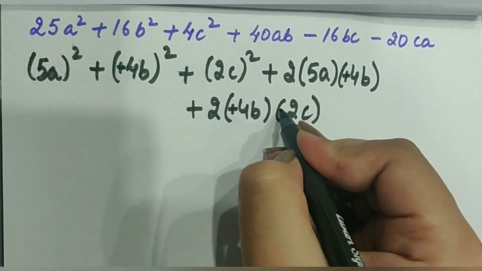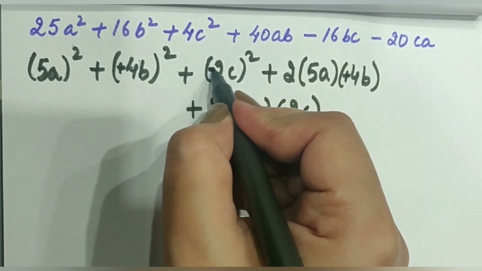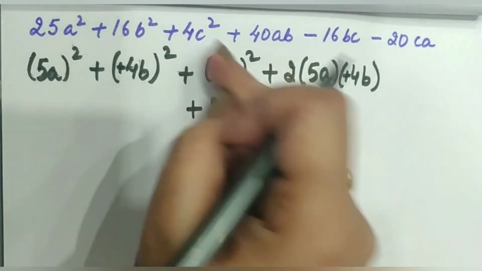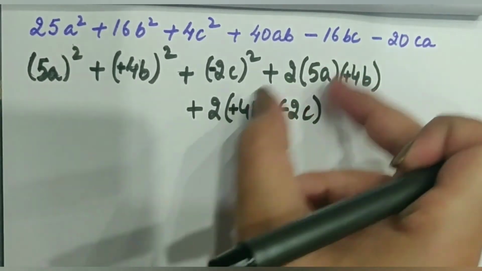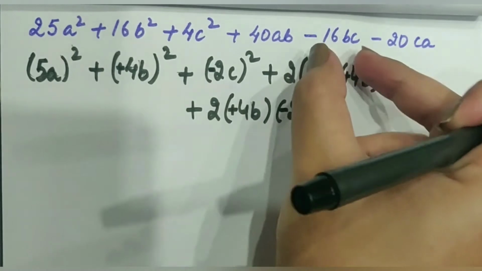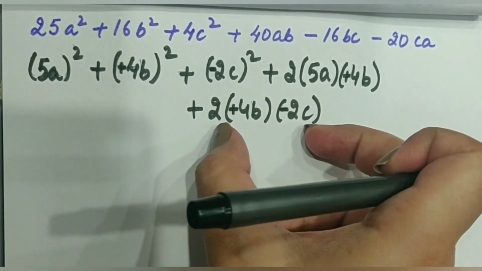Let's try C as negative here. If we are taking C as negative, we'll put a minus sign here. Nothing will happen to this. This is fine. This is also fine. And here also we are going right, because this is turning out to be minus 16BC. That means till now we have taken C as negative.